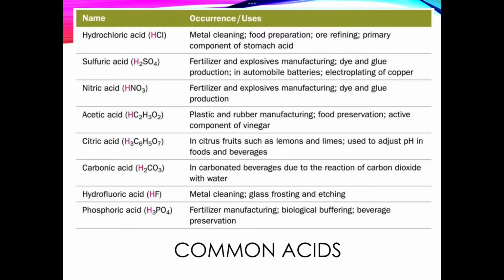Another one that we work with in lab is sulfuric acid. We also use nitric acid. Nitric acid is kind of interesting. It's used in fertilizer and in explosives. Acetic acid is just vinegar; vinegar is essentially diluted acetic acid. Citric acid is in lemons and limes. It's also in your sodas a little bit. Carbonic acid is also in your sodas. It produces carbon dioxide.